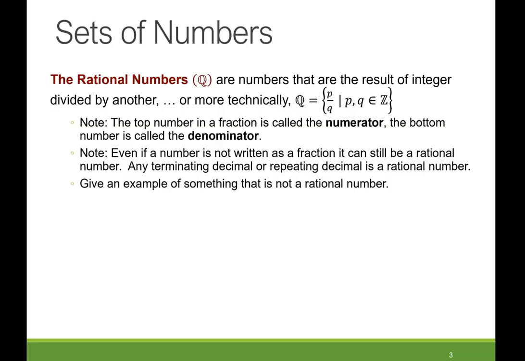Some rationals, like 4 over 2, is 2. But 2/3 can't be written as an integer, right? So sometimes is the answer to that.